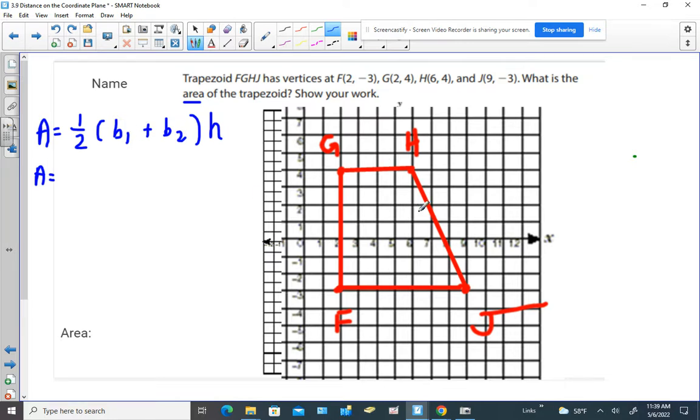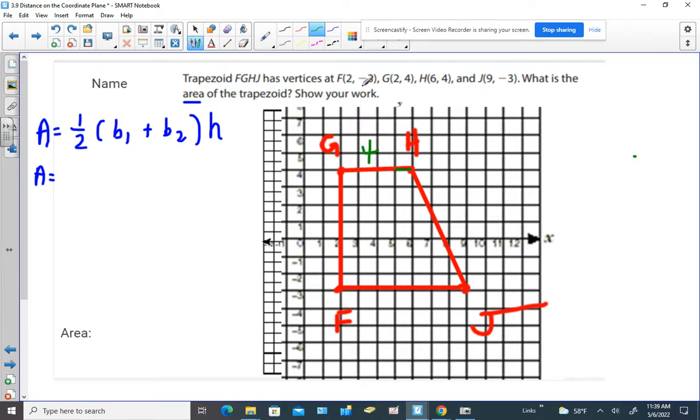Now the bases, recall, have to be parallel to each other. Which two lines are parallel to each other? It would be this line and this line. GH and FJ are parallel to each other. So we need to calculate the distance. Now, there are a couple ways we can do that. One way is by simple counting. 1 unit, 2 units, 3 units, 4 units.